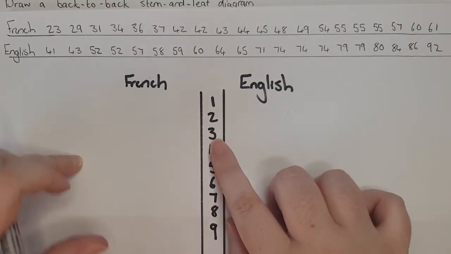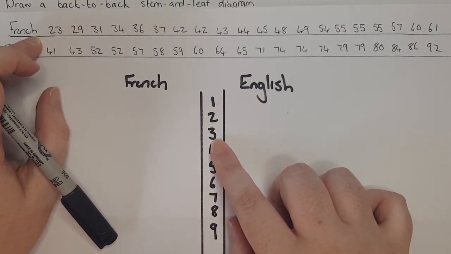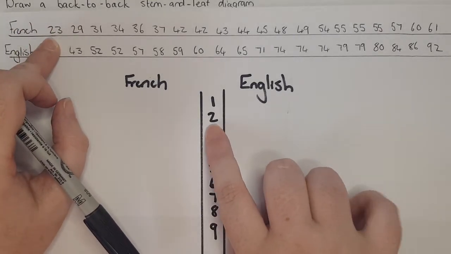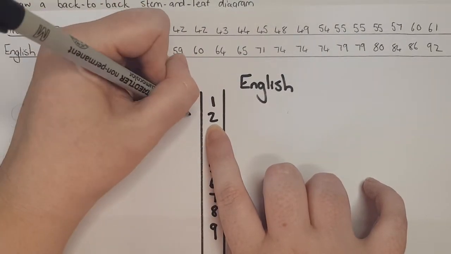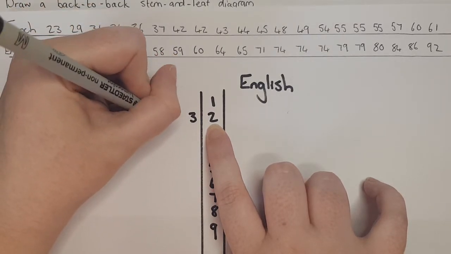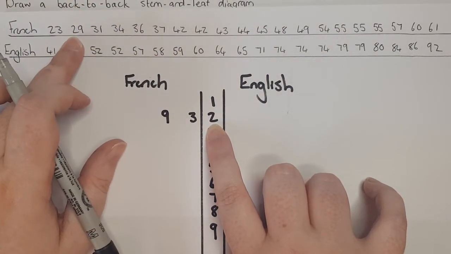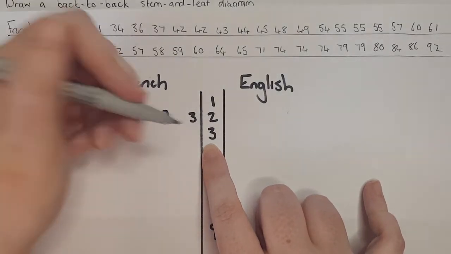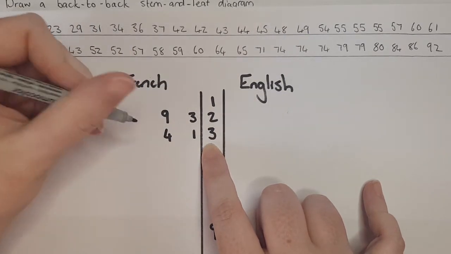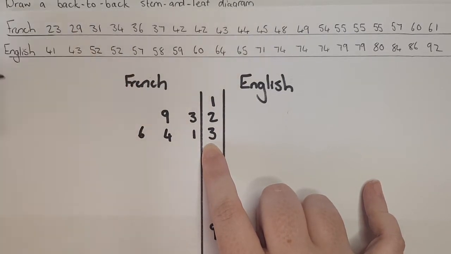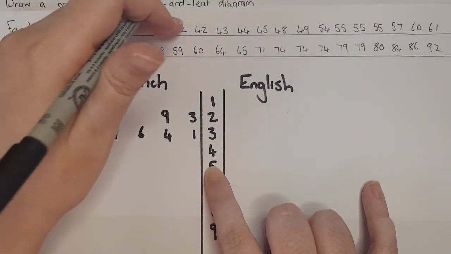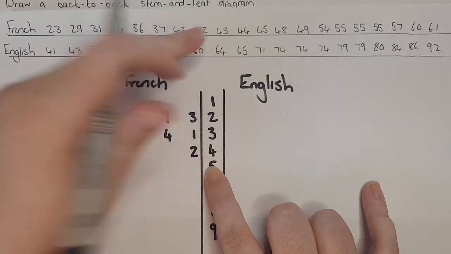And then I look at my French marks and I place them on my stem and leaf exactly the same way as we did the last one. So in the 20s, underneath 2, my first one is going to be 3, and then I leave a little space to put the next one of 9. That's it for the 20s, so then I move to the 30s. So then I have 31, 34, 36, and 37.